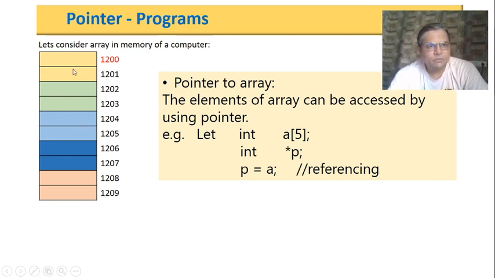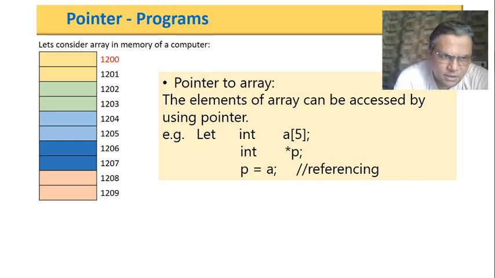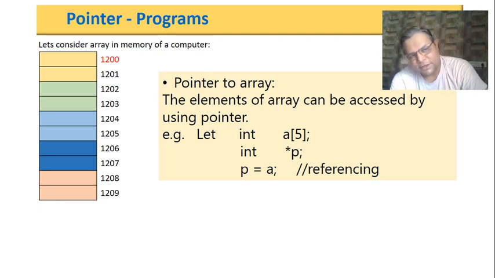And first element will be of 2 bytes. Second element will be of 2 bytes. Next element will be of 2 bytes. Next element will be of 2 bytes. And last element will be of 2 bytes. So total 5 elements will be there. Total size of array is 10 bytes. And I have assumed that the address of the first byte of this array is 1200. And the next bytes will have consecutive addresses.